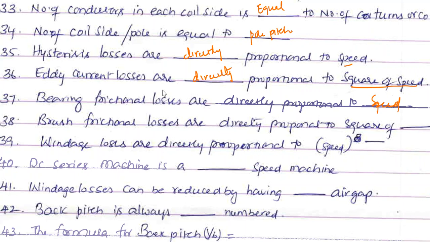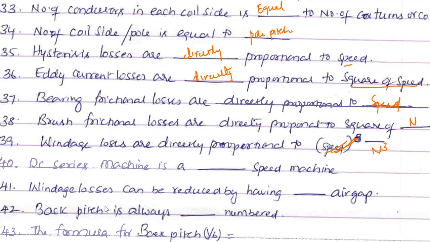Next one, the brush frictional losses are directly proportional to the square of the speed, that is n square. Next one, the windage losses are directly proportional to speed cube, that is n cube.